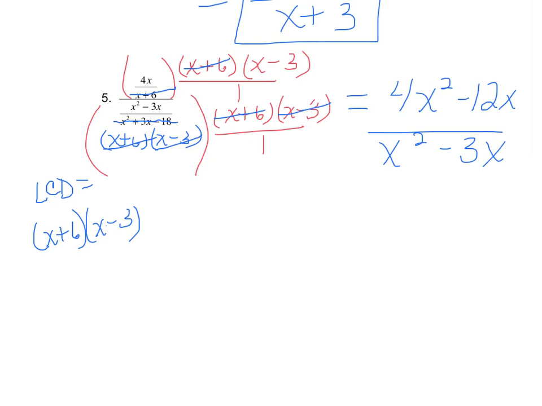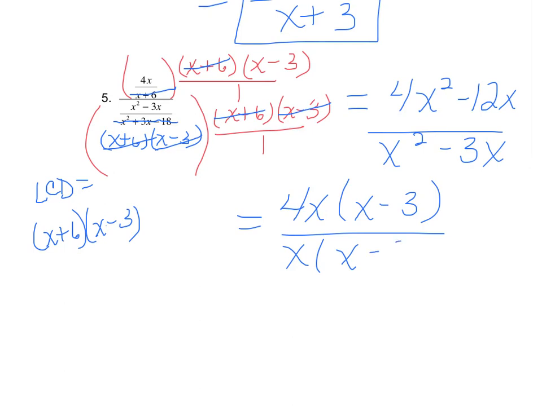Okay, so now I'm down to a simple fraction. So now I'm ready to factor and cancel. On the top I can GCF out a 4x and get x minus 3. On the bottom I can factor out an x and get x minus 3. I can cancel both x minus 3's. I can also cancel out an x. So my final answer here is 4.